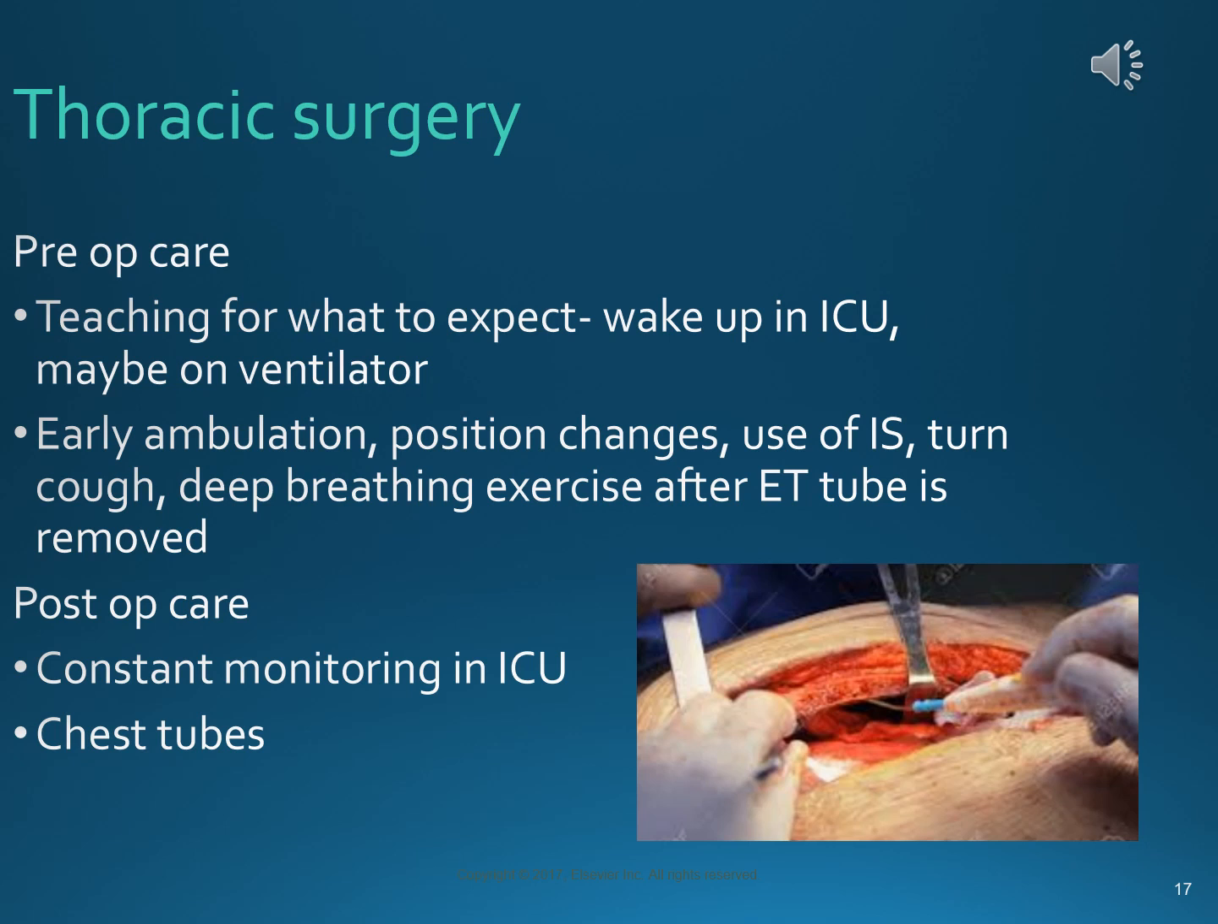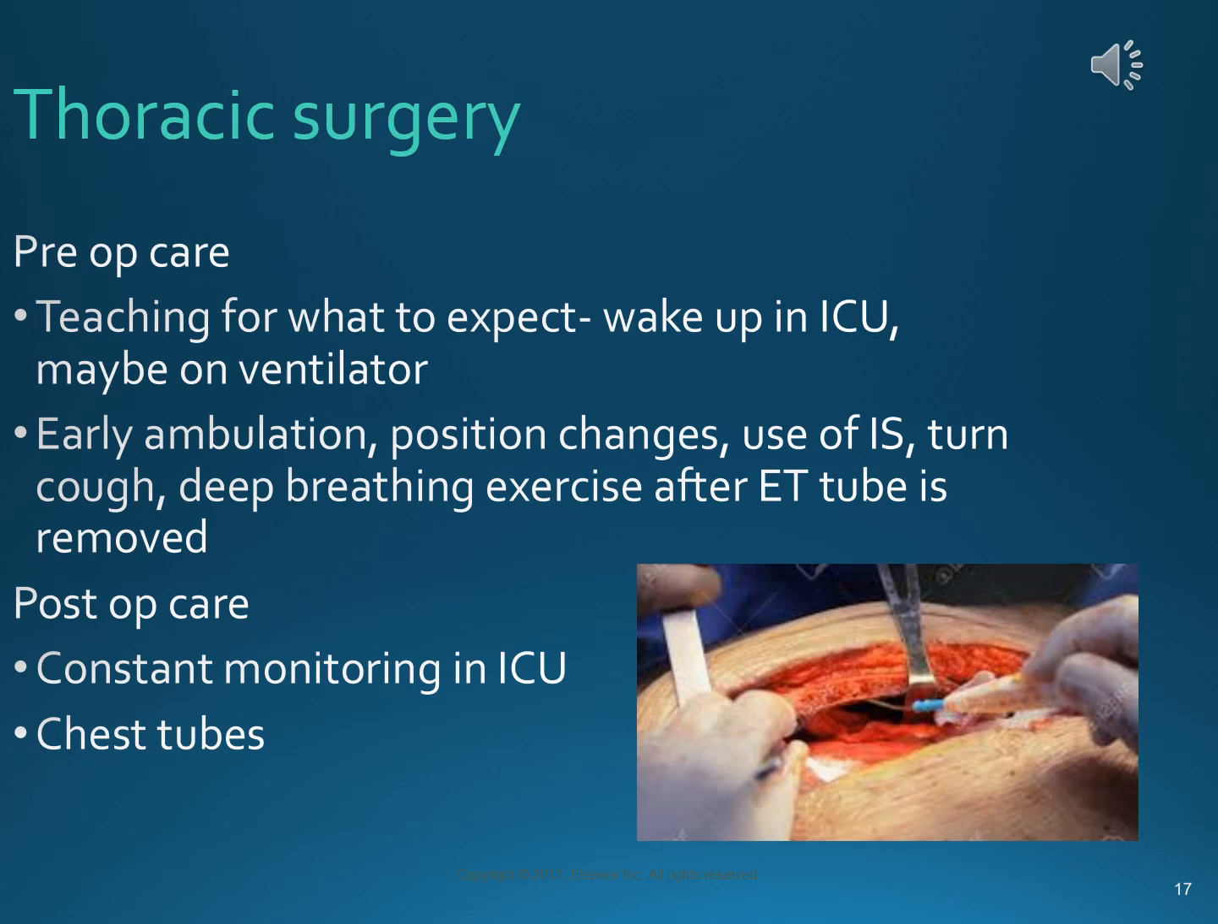So preoperatively for thoracic surgery, you need to teach the person what to expect. They will probably wake up in an ICU and they may be on a ventilator. So make sure that they know that, because it's frightening enough without knowing what to expect. You will most likely see early ambulation as early as possible. Position changes, really important. Use of incentive spirometer, turning, coughing, deep breathing after the ET tube is removed. Obviously, coughing and deep breathing exercises really can't be done with the ET tube there, but you can turn them when they're on the ventilator and make sure that you are suctioning and trying to keep those secretions moving. And so they need to know that this is what's going on, this is what to expect.